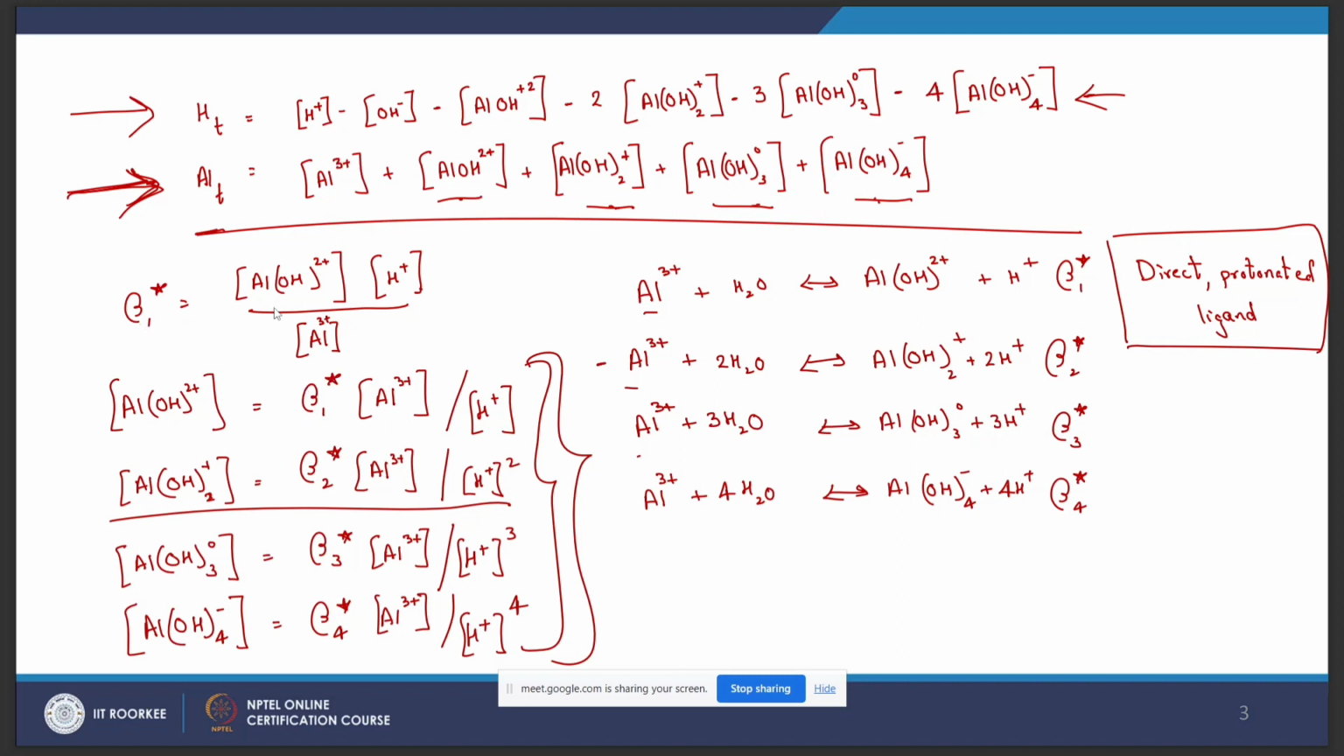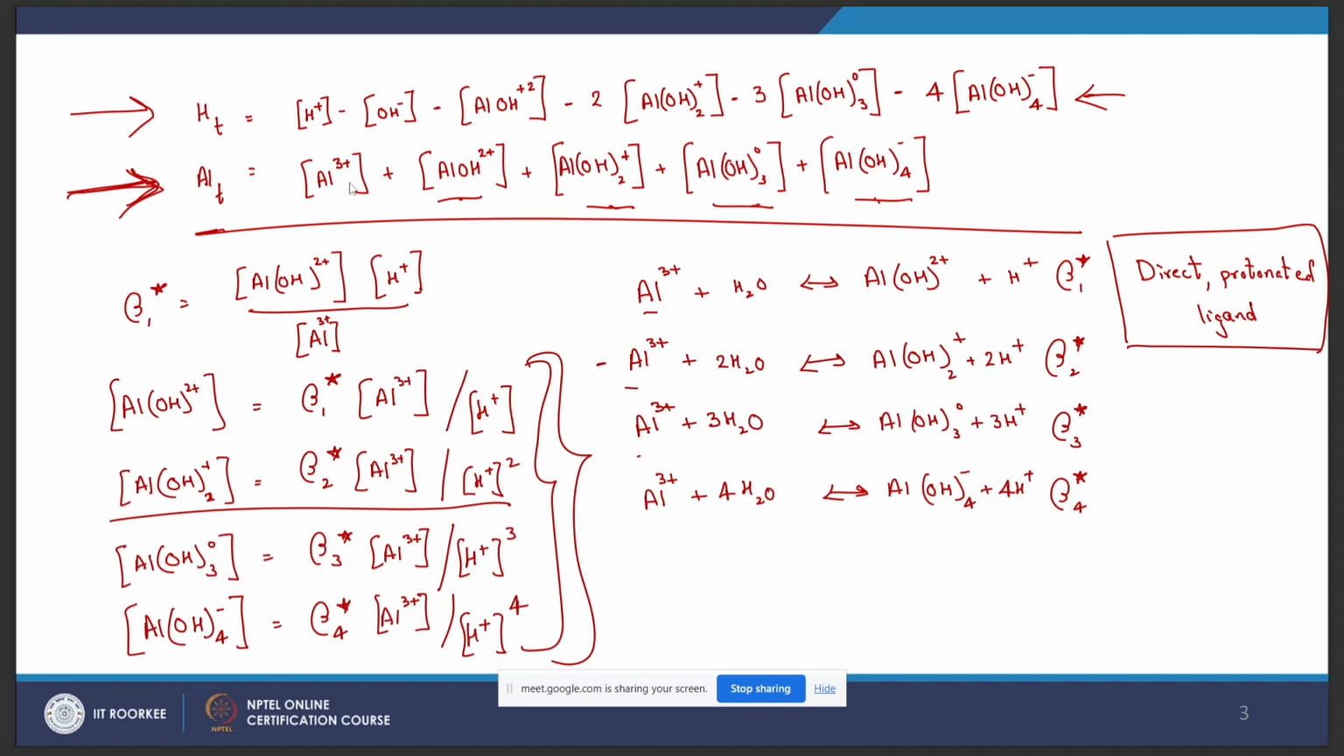So we know that beta star is for writing directly the equation for complexes from the cationic form of the metal, and the ligand will be in the protonated form, that is H2O, because the ligand here is OH minus. So here it is written for AlOH whole twice, AlOH 2 plus, and similarly it is written for all the four complexes of the aluminium.